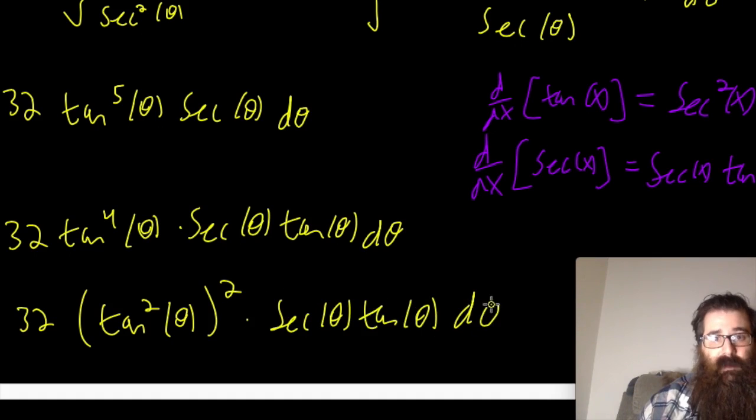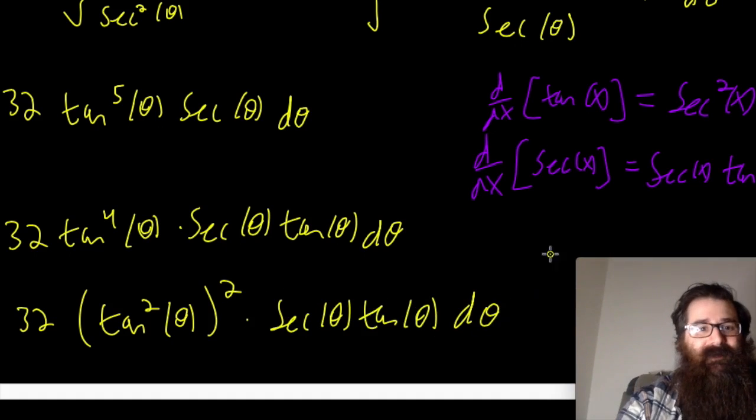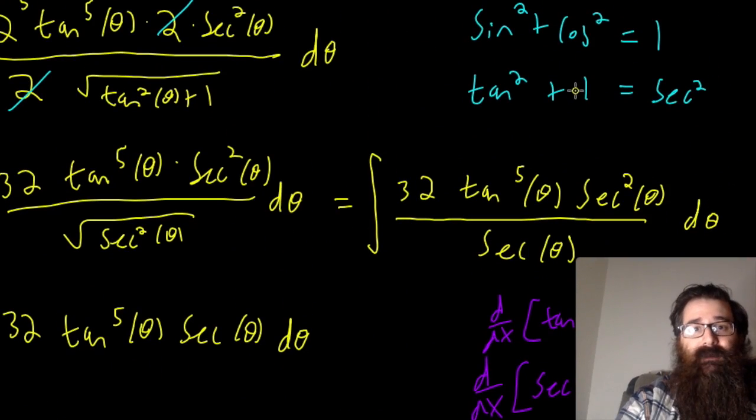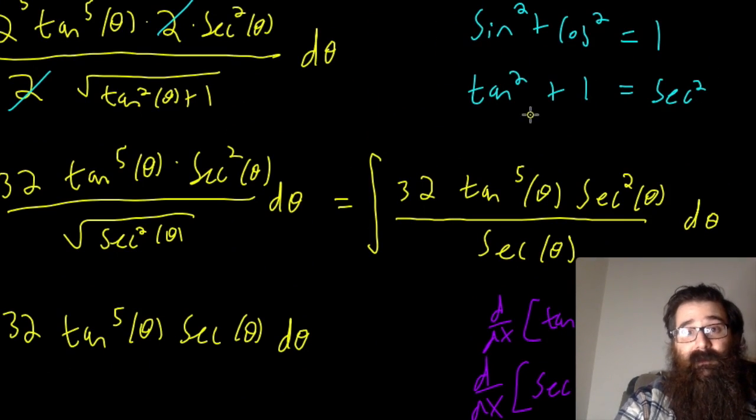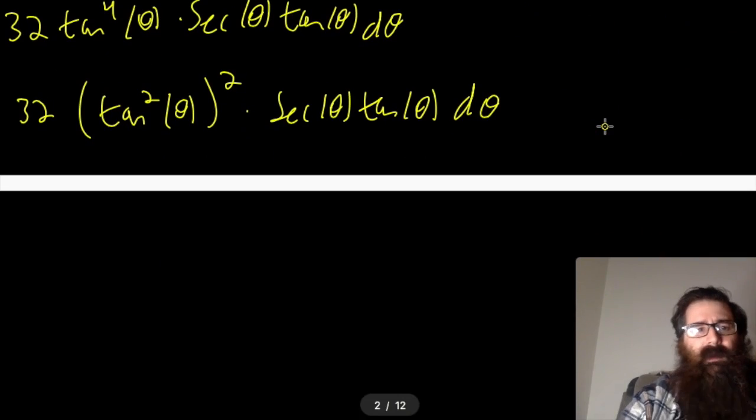Yes. And now I'm still going with it. Now I can replace tangent squared with secant squared minus 1. So this identity right up here, our Pythagorean identity in blue, I can solve it for tangent squared by just subtracting 1 over. So tangent squared is secant squared minus 1.